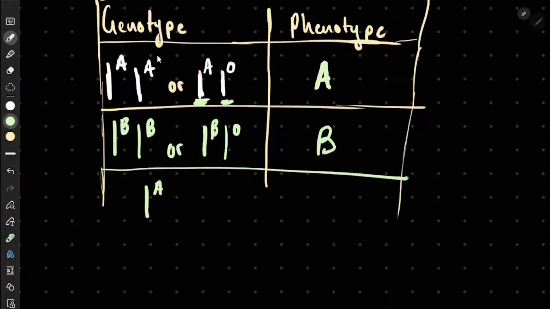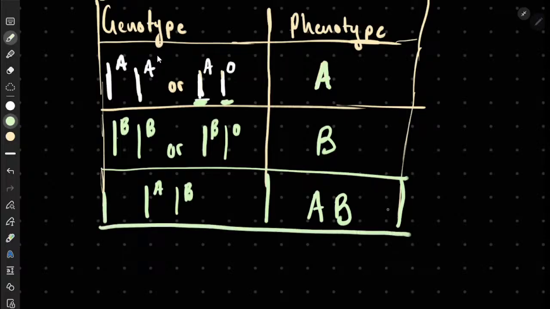What happens when blood group A meets blood group B? What is the phenotype? Phenotype is AB. They will be expressed together. This is the codominance. Are we together? When A meets B, they will be expressed, so that person will have the phenotype AB. So that will be their blood group.